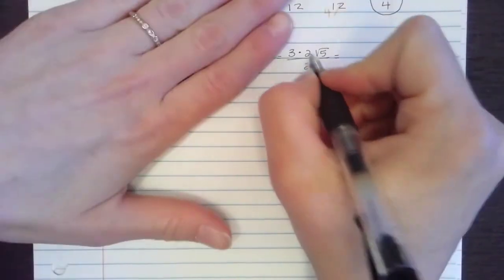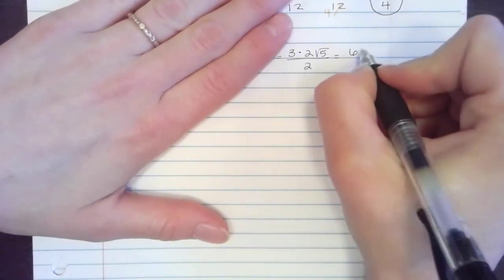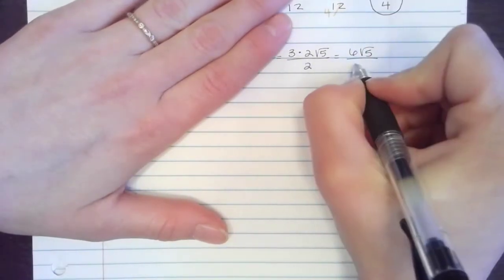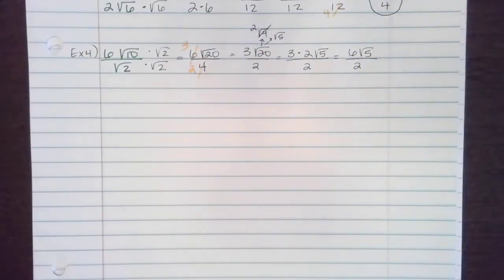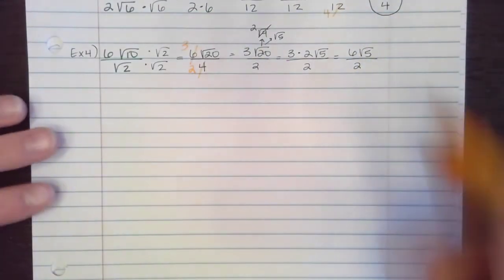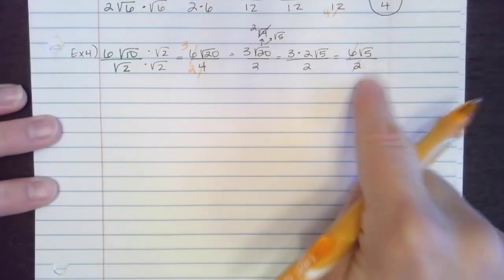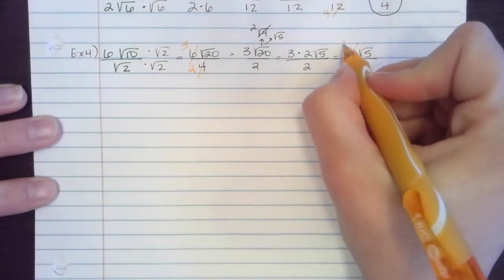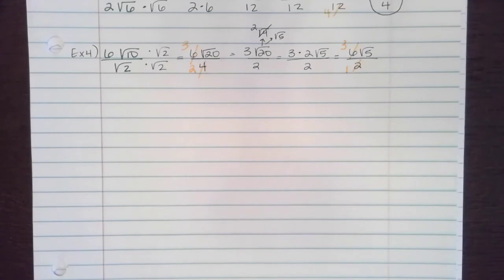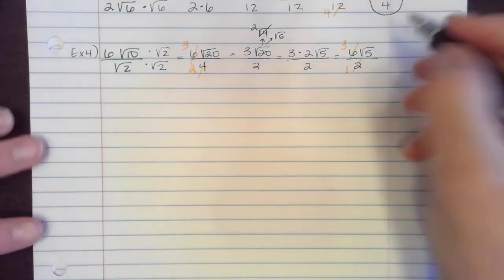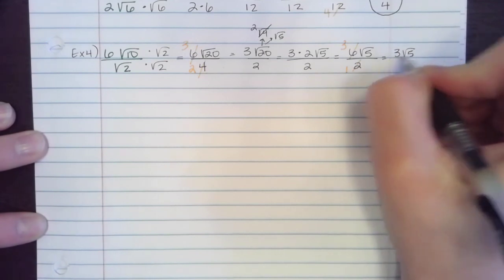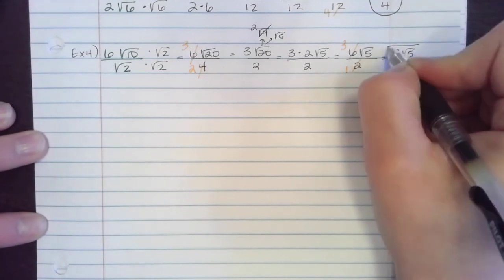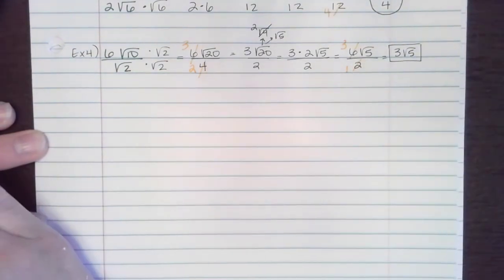3 times 2, so now I'm going to simplify. 3 times 2 is 6. Divided by 2. Yes, my radical is simplified. There's no radicals in the denominator. I am not done yet, though. 6 and 2 can be simplified to 3 over 1. And in this case, we don't have to write the denominator. We would be done there. You could put it over 1, but that wouldn't be mathematically necessary.